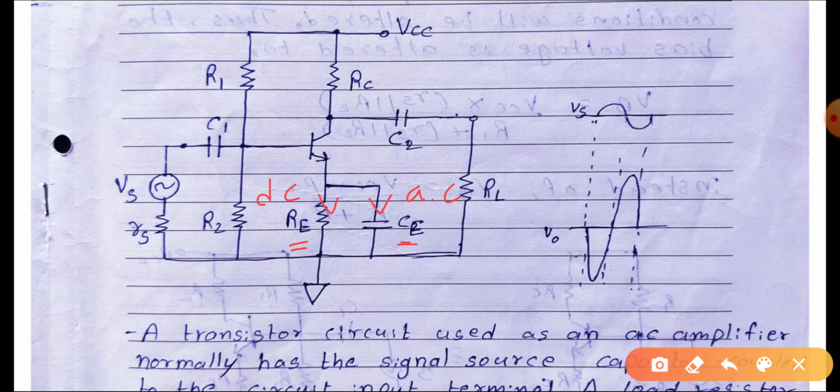So this is a very basic explanation of a single stage CE amplifier. Why is it called a single stage? Because only one transistor is used in the circuit. With the help of one bipolar junction transistor, you are designing this amplifier. That is why it is called a single stage amplifier circuit, or single stage common emitter amplifier.